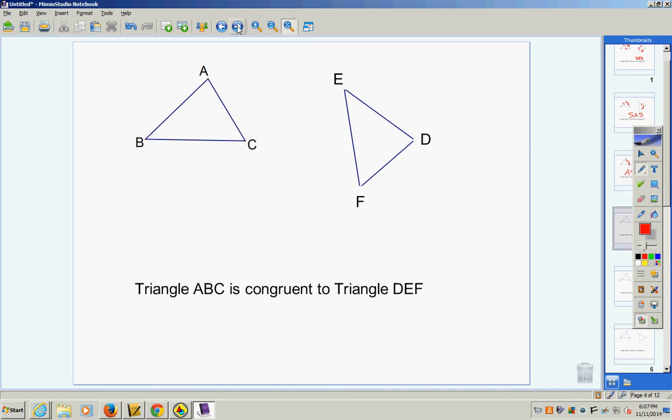Let's try another one. Let's say A is congruent to D again, and C is congruent to F again. Well, let's say our side that's congruent is not between those two. Let's say it's like BC is congruent to EF. Well, now it's not angle, side, angle because the side's not between the angles, right? So a way that this is called is angle, angle, side.